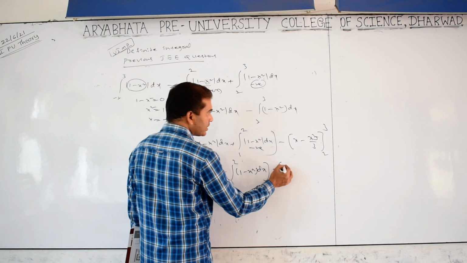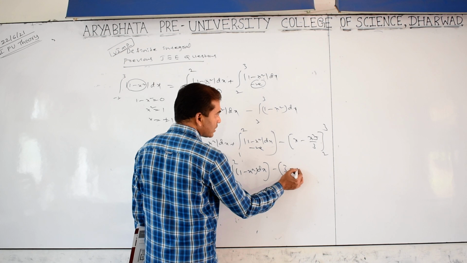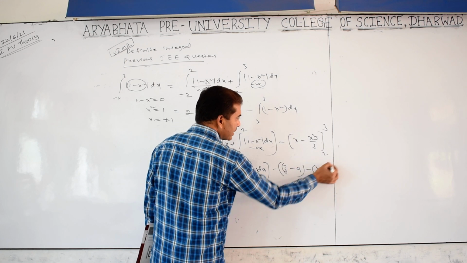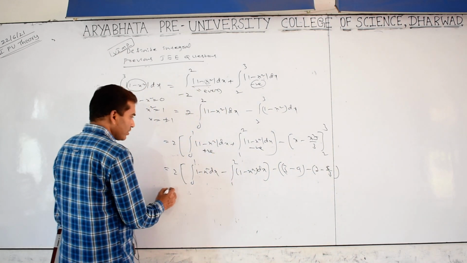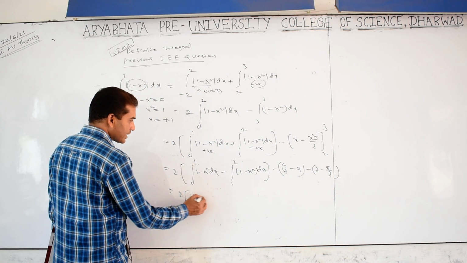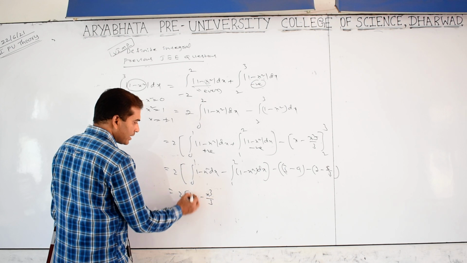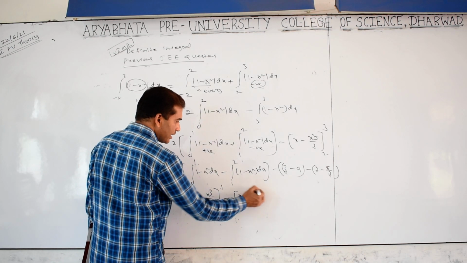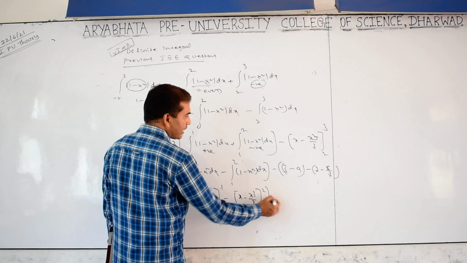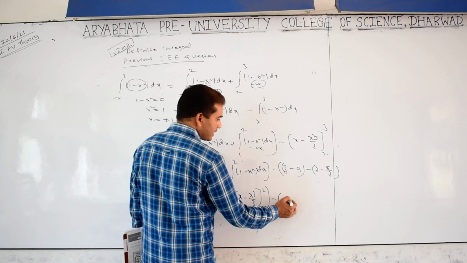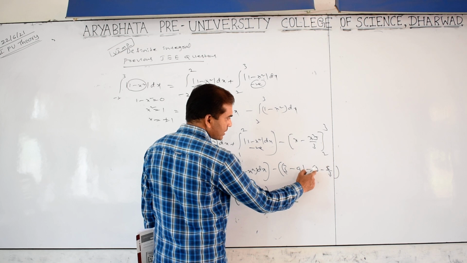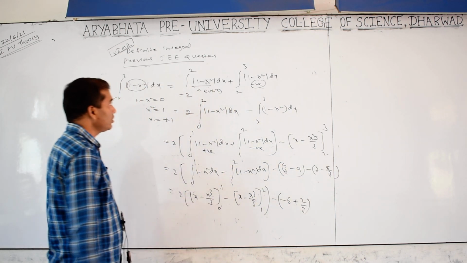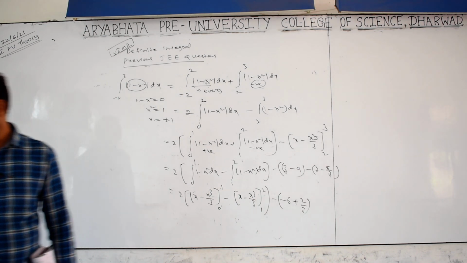Apply the upper limit, 3 minus 3 cube, which is 27 by 3, 9; lower limit 2 minus 8 by 3. 2 into the integration is x minus x cube by 3 with limits 0 to 1, and x minus x cube by 3 with limits 1 to 2. Simplify, you will get the answer here, minus 6 and minus 3 into 2, 6 minus 8 minus 2 by 3. Simplify this, do it yourself, you will get the answer.